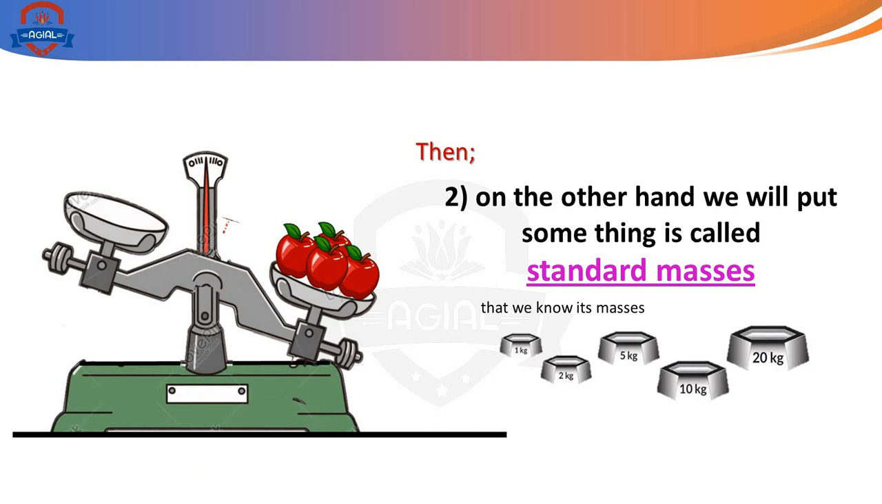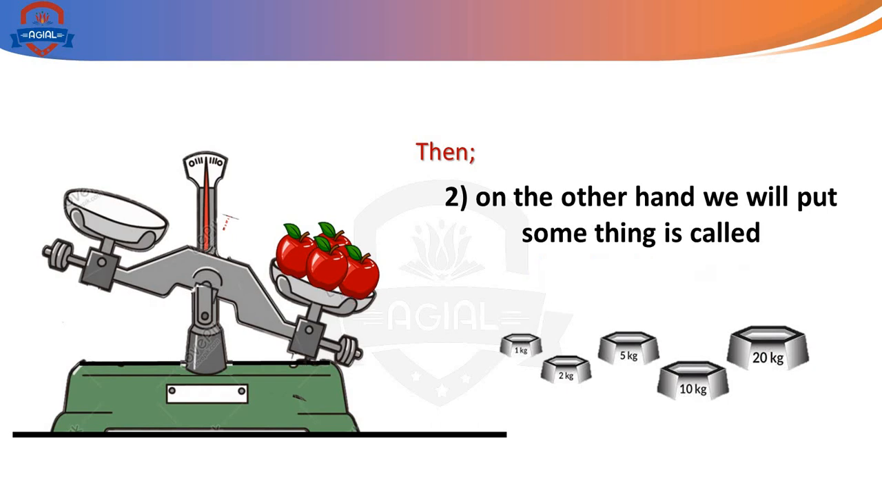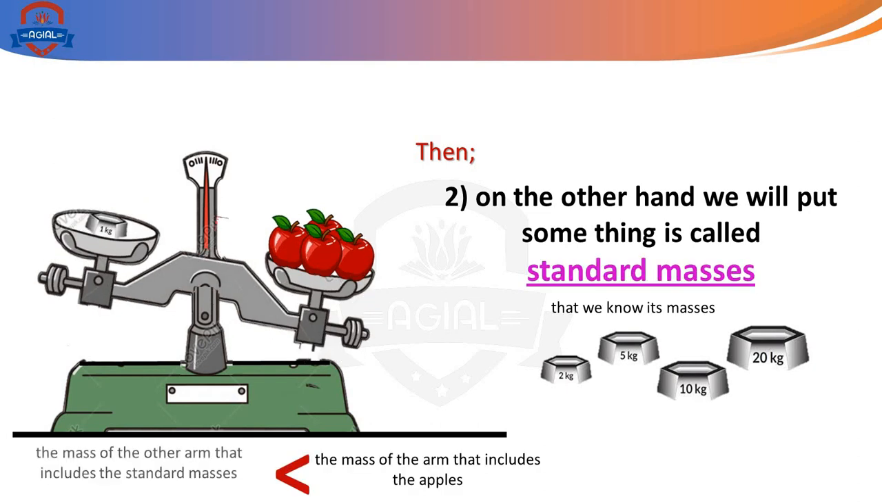To know its mass, we will use another thing to put in the other hand, which is called standard masses. Standard masses are objects whose mass we know. We will put a standard mass whose mass equals 1 kilogram, and we will see what happens. The arm that includes the apple is heavier than the arm that includes the standard mass. That means that the apple's mass is bigger than 1 kilogram.